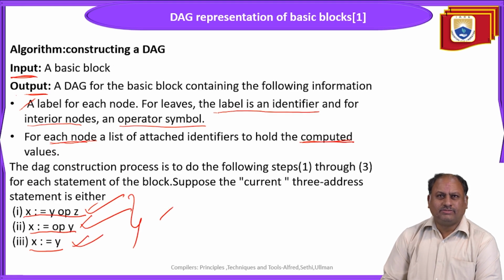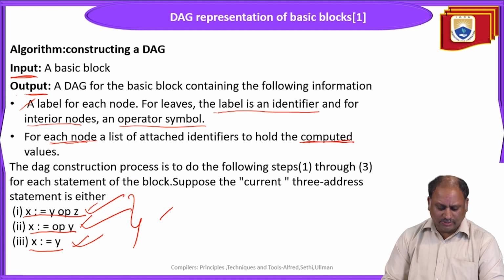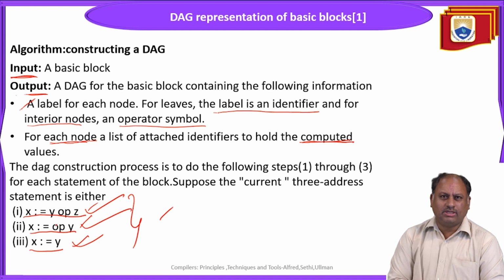So here, the main idea about this DAG representation is that each time a label is given to the corresponding nodes. For each leaf, a label is to be added, considered as an identifier. The interior nodes are designated with a separate symbol, called an operator, and each node has a list of attached identifiers, the corresponding computed values. So in this DAG representation, we are going to verify whether the operators, sometimes the instruction.